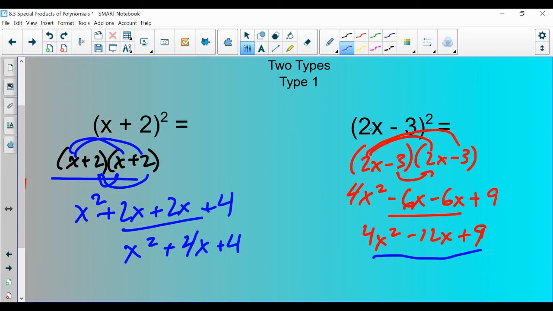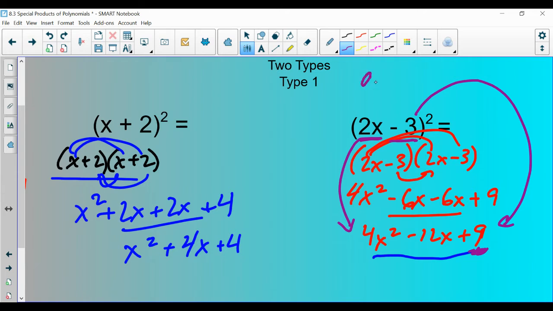If you have a binomial and you're squaring it, to get the first term, you could just square this. What is 2x times 2x? It's 4x squared. To get the last term, 9, take negative 3 and square it. Negative 3 times negative 3 is positive 9. And the middle term you could get by multiplying 2x and negative 3 by each other. 2x times negative 3 is negative 6x, and then multiplying that by 2 to get negative 12x.